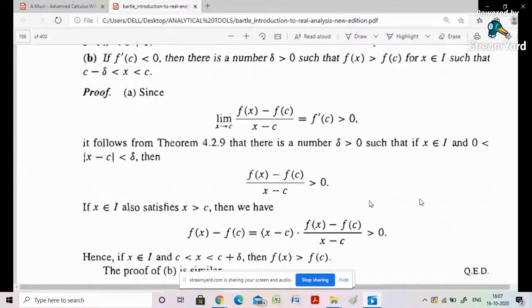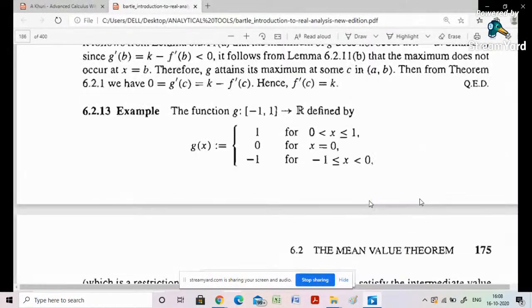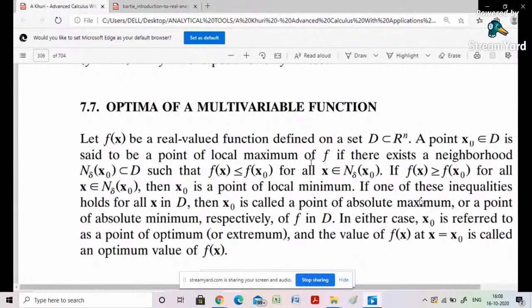The proof of the result is there. That much of the results we require for the discussion of this session.